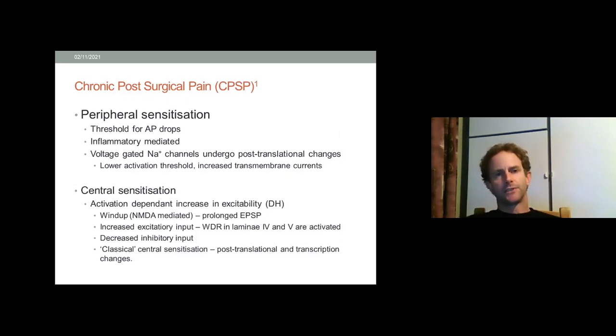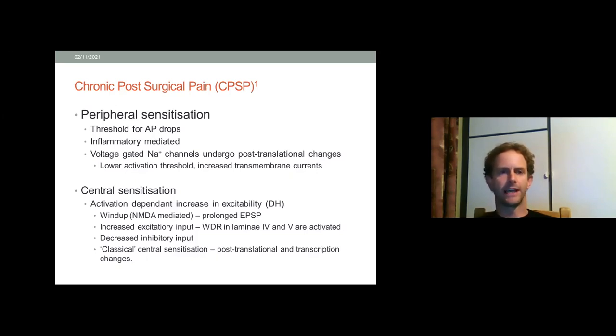So in peripheral sensitization, we're talking about the changes to the nociceptors themselves and their signaling cascades, and that tends to be inflammatory mediated. So there's a whole inflammatory soup. That's your prostaglandins, leukotrienes, substance P, glutamate, potassium, hydrogen ion, serotonin, bradykinin, all that whole inflammatory soup causes all these problems. And it happens incredibly quickly.